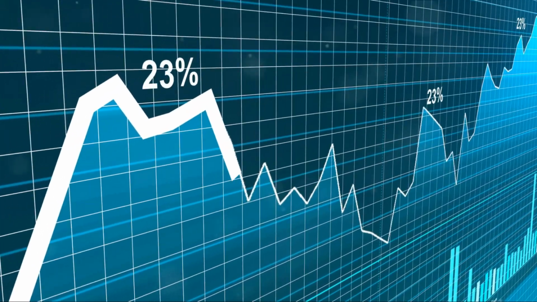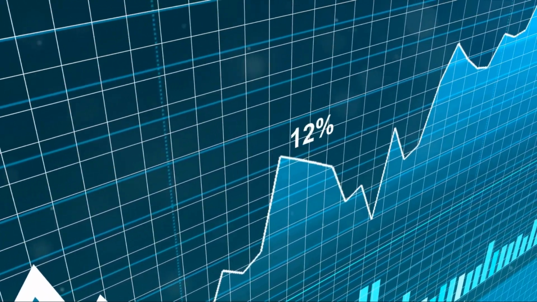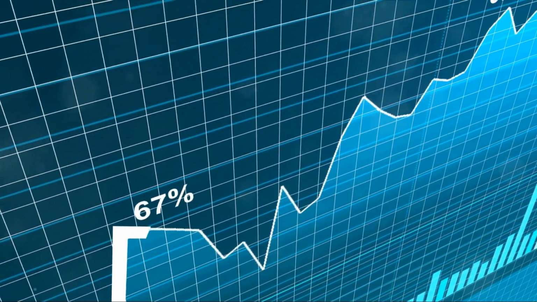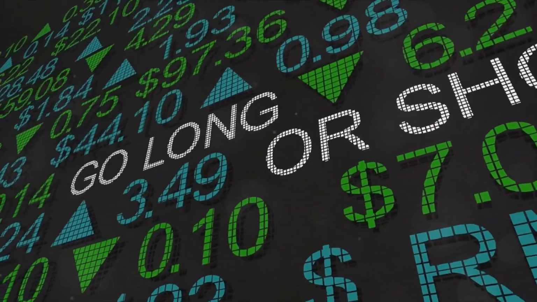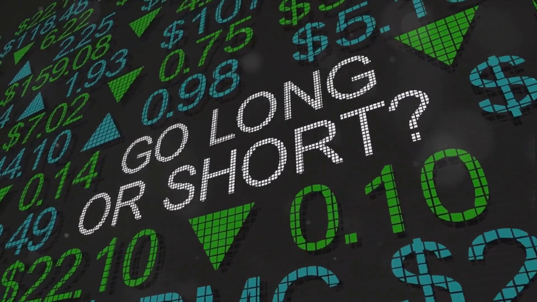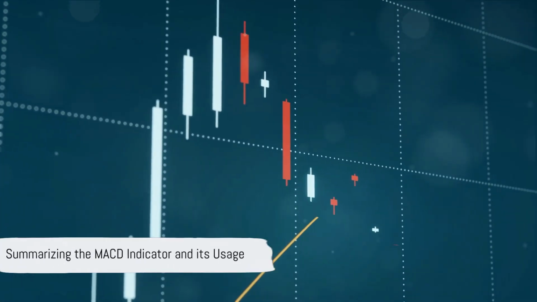Remember, it's not about reading a single signal but understanding the overall picture that the MACD indicator paints. It's about capturing the trend and momentum of the market. By closely monitoring these signals, you can make informed trading decisions. Happy trading, folks! So to summarize, what have we learned about the MACD indicator?